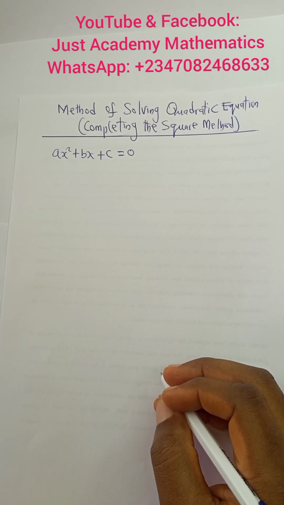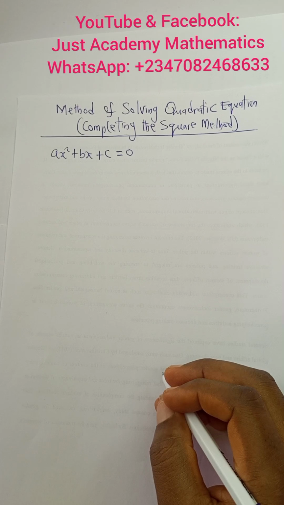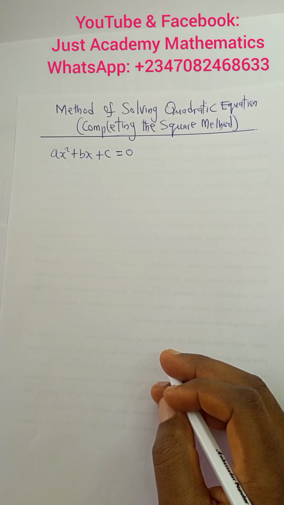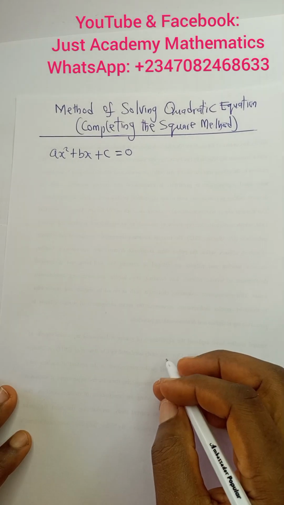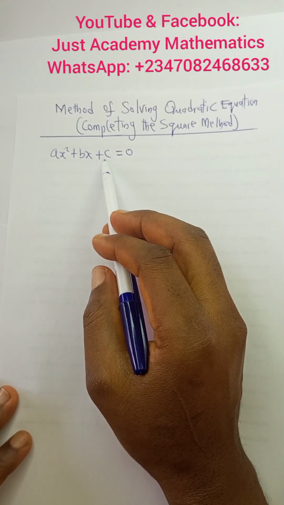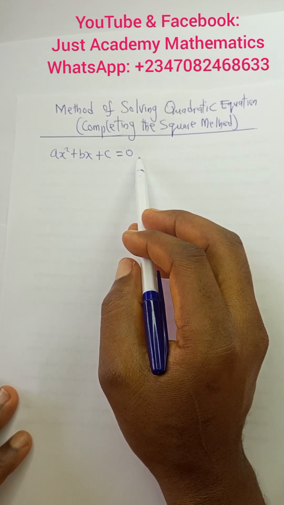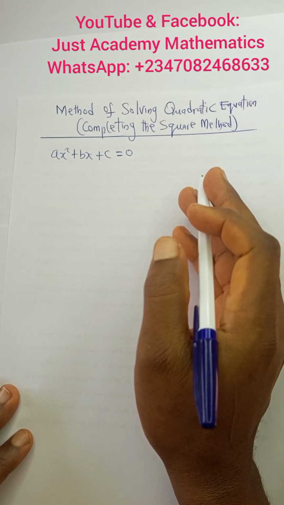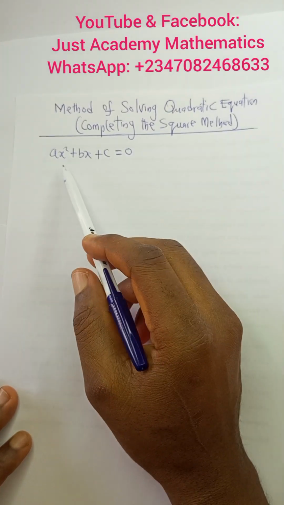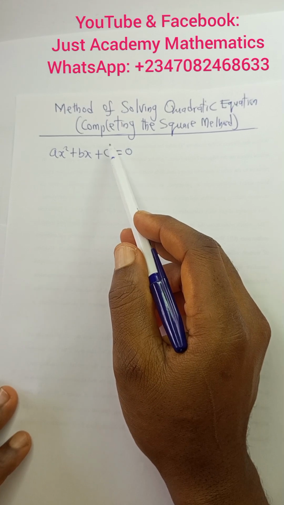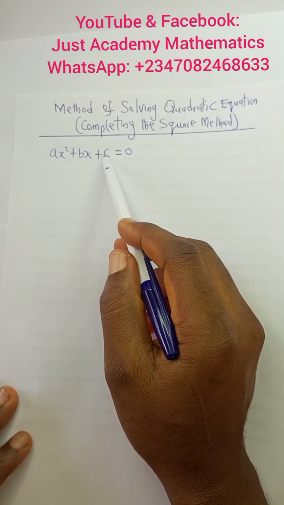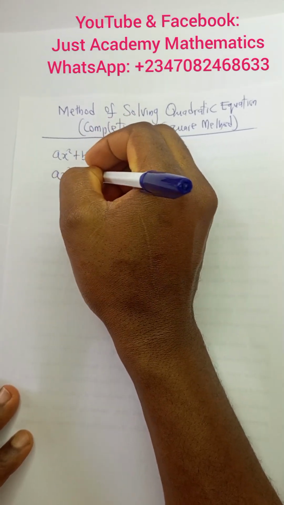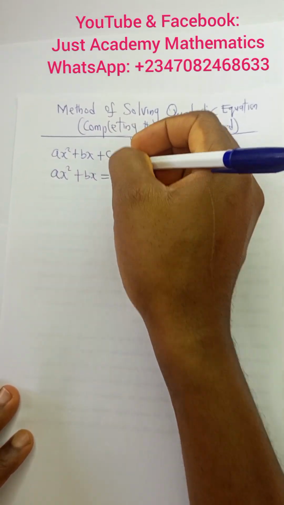So the very first step, which I'm not going to be writing, I will say it. You can watch the video over and over again in order to master the processes. The very first step is to take this constant to the other side of the equals to. This a, b, c represent real numbers. So the first thing is to take this c to this side. So we have ax squared plus bx is equals to minus c.